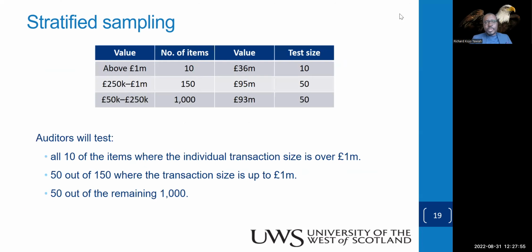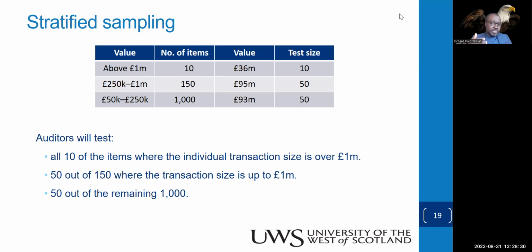We'll take an example. Let's say we've picked some transactions. All items with values above 1 million are 10, just 10 items. When we sum those 10 items up, they give us 36 million. It's just small, 10. Let's select all the 10 and test them. All items or transactions with values between 250,000 to 1 million are 150. Not too much, they are just a few. The overall value is 95 million. We choose a third, 50 items out of this.